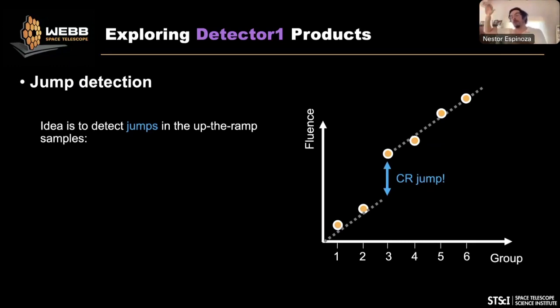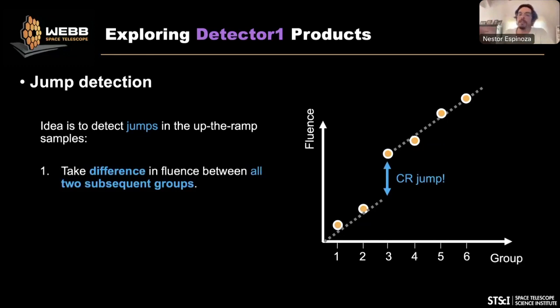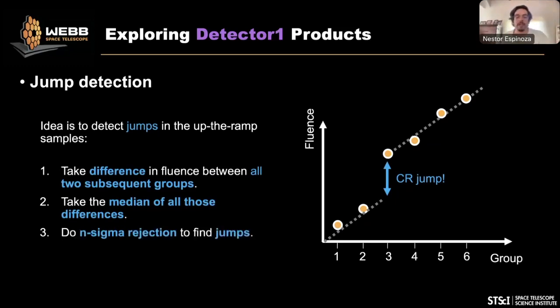So you want to use those samples that come afterwards and the ones that came before. So detecting that jump is very important. The way the detection algorithm works is that it takes the difference in flux between all two-step sequence groups, so 2 minus 1, 3 minus 2, and then takes the median of all those, which should be more or less constant. And after that, you just do a 5 sigma rejection of any group difference that went above or below that median level between the groups. It's as simple as that.